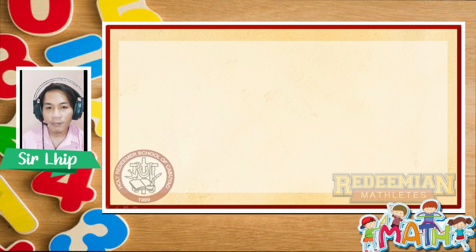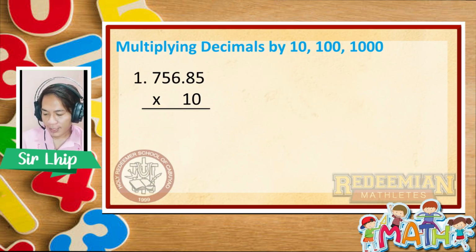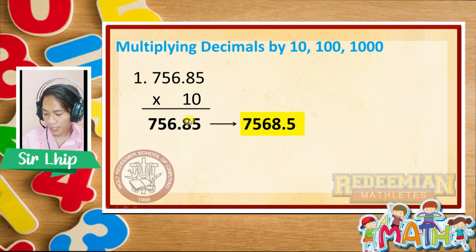Multiply decimals by power of 10. Example, 756 and 85 hundredths times 10. Move the decimal point to the right. The number of moves depends on the number of 0s. In this example, move 1 place to the right. Thus, the answer is 7,568 and 5 tenths.